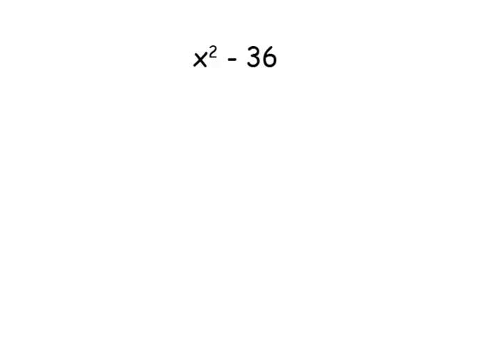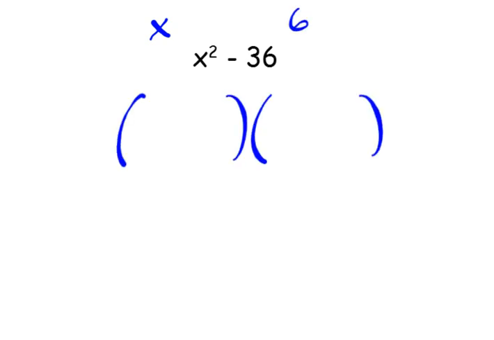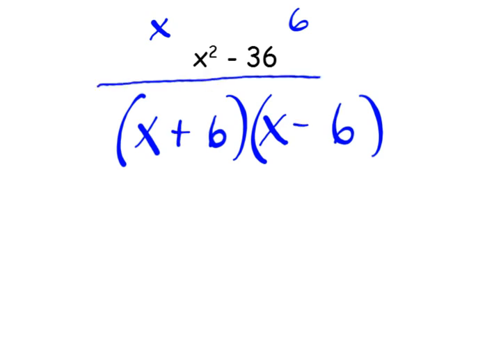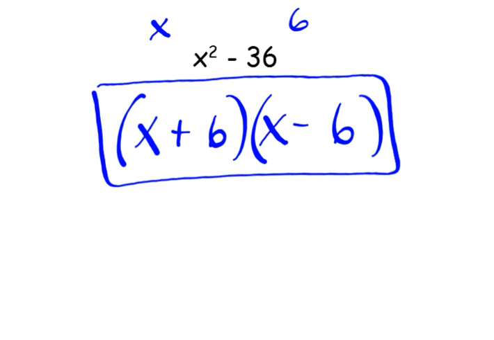Here we have a difference of perfect squares. x squared is a perfect square. The square root of x squared is x. 36 is a perfect square, and its square root is 6. So the factor pattern we learned for these is you take those square roots. The square root of the first one goes in the first 2 slots, and the square root of 36 goes in the last 2 slots. And then you have a positive and a negative. And that's the pattern every time you have a difference of perfect squares.